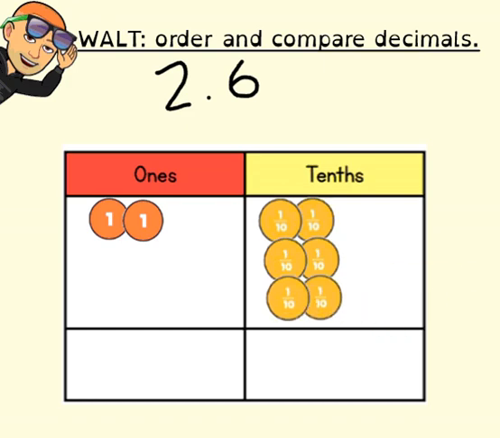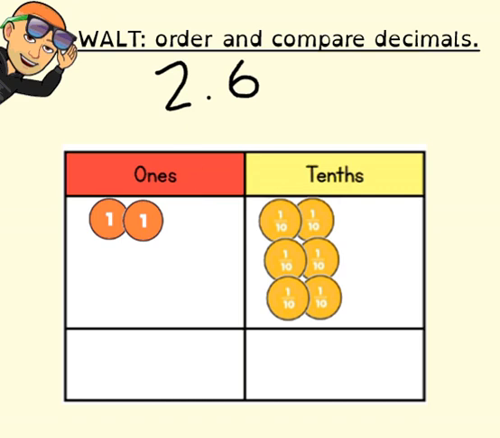So again, 2.6, the two 1 counters have a greater value than all of these 6 counters together. 2 1s is greater than 6 tenths. The 1s column is of greater value. So when I'm looking at ordering and comparing numbers, I'm always looking at the greatest value column.